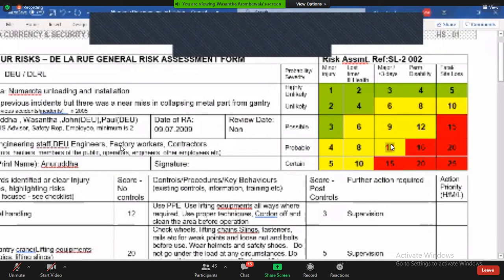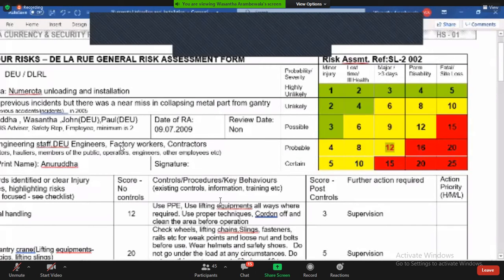Now see, then we adopt these controls: PPE, lifting equipment, cordon off, likewise, training. If you follow those controls 100%, your risk level will go down. They are saying 3. 3 means highly unlikely, if this happens, more than 3 days.